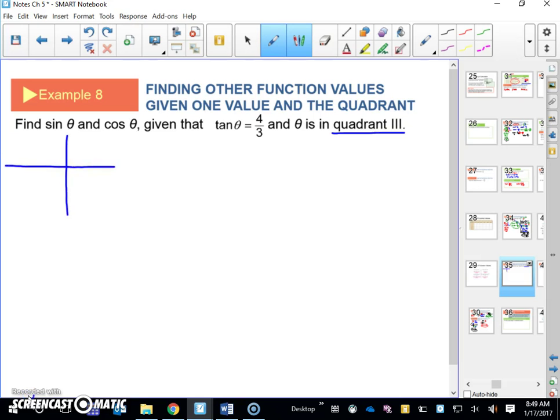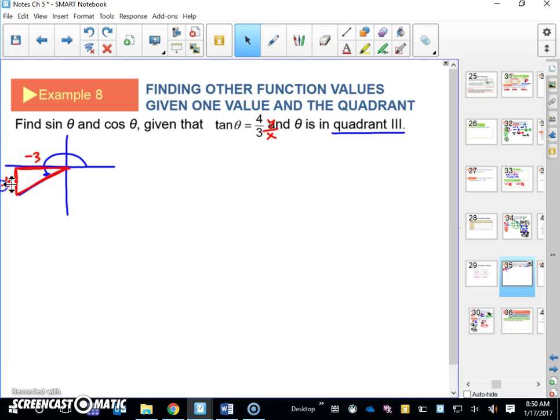So if I'm looking at theta in quadrant 3, what they've done is they've basically defined a right triangle. Okay? And since tangent is y over x, I'm looking at the y number and the x number as 4 and 3. Now technically, since I'm in the third quadrant, I would know that x and y are both negative. I would put negative 3 and negative 4 there.